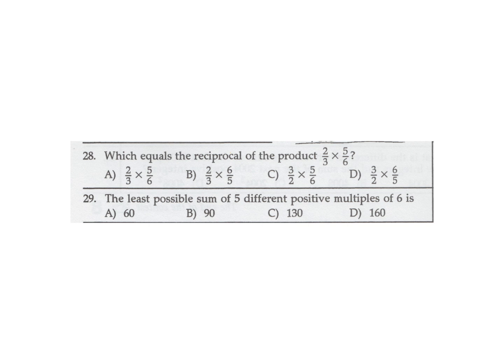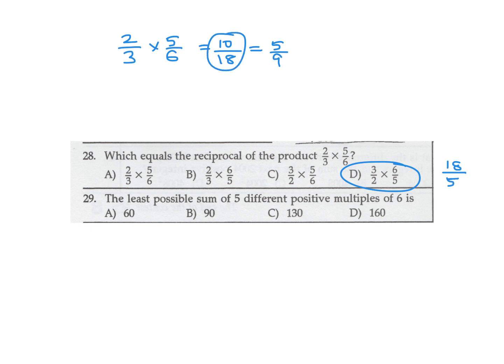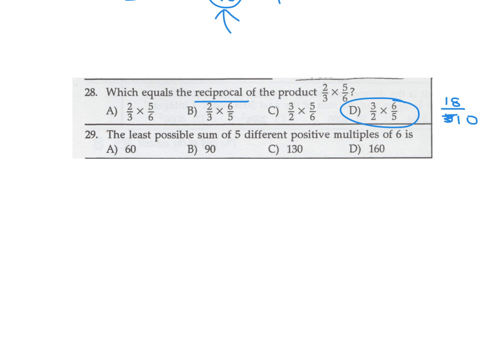Which equals the reciprocal of the product. Okay, so first let's do the product. 2 over 3 times 5 over 6 is 10 over 18, which is 5 over 9. Then we have to figure out which one of these is equivalent, and it's this one. Wait, hold on, let me think about this for a second. This is 18 over 5. Yeah, that's the reciprocal of, sorry, 18 over 10. 18 over 10 is the reciprocal of this guy. So that is the answer, D for number 28.